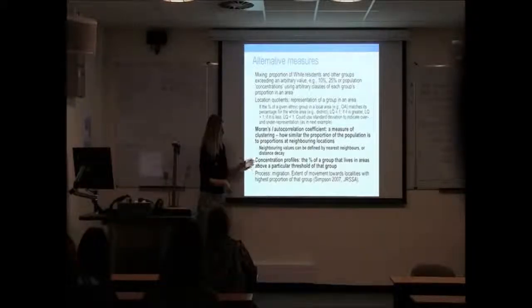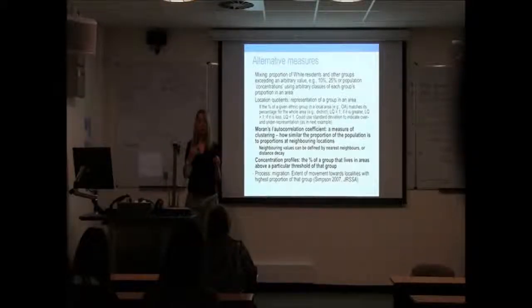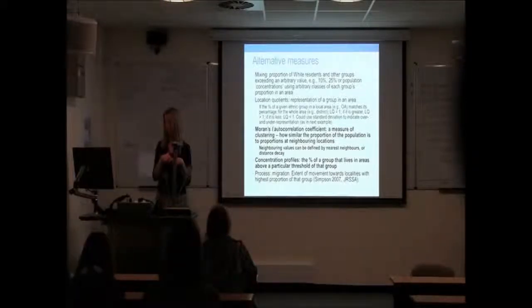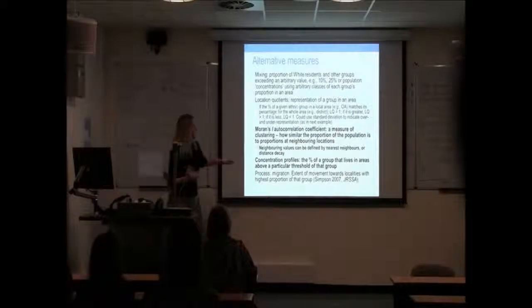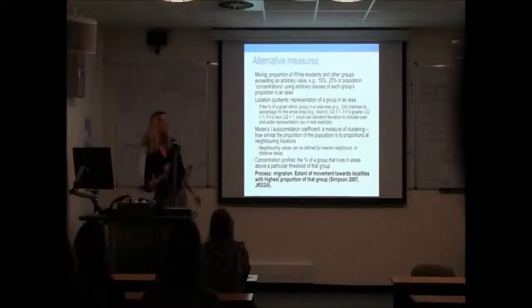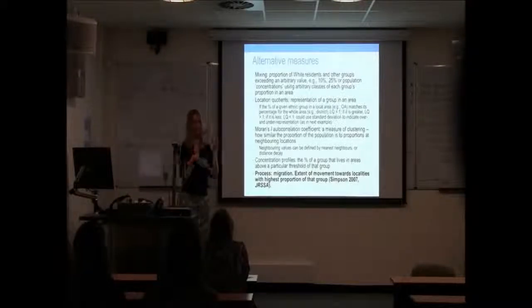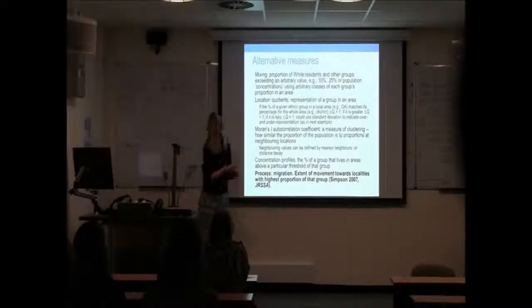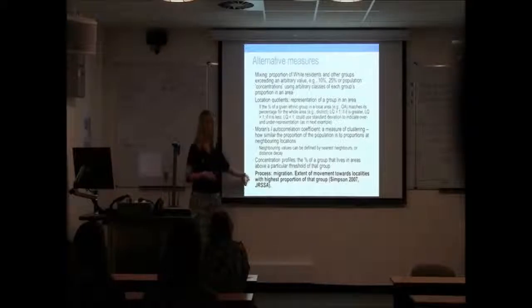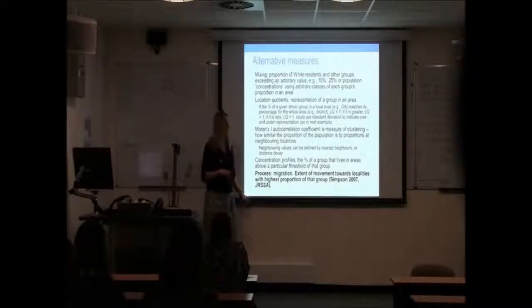Concentration profiles are a way of visualising, I suppose, the distribution of a population. What it shows is the percentage of a group that lives in areas above a particular threshold of that group. They talk about processes and the different hypothetical scenarios for why we might be experiencing this decrease in segregation, and that's really important, and it shouldn't be omitted, and it is a lot in segregation studies. Migration is important because it's one of the ways in which segregation can change, a big key way.